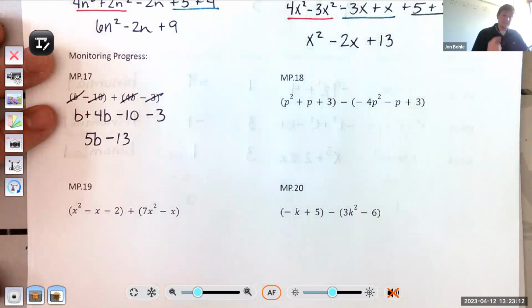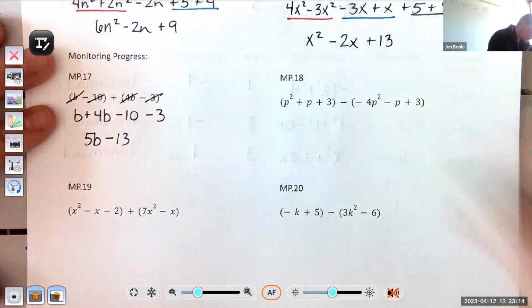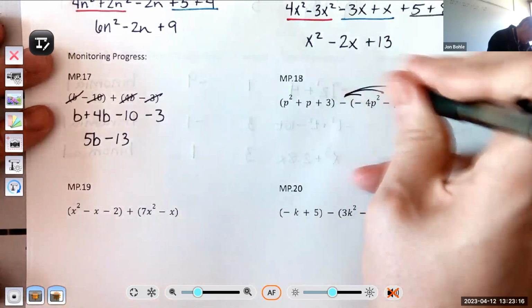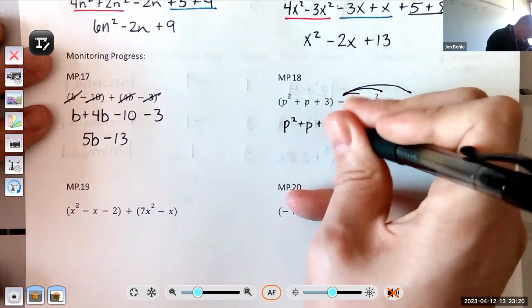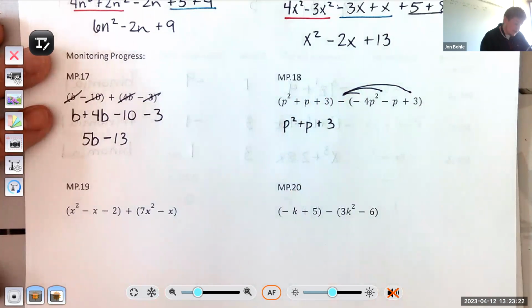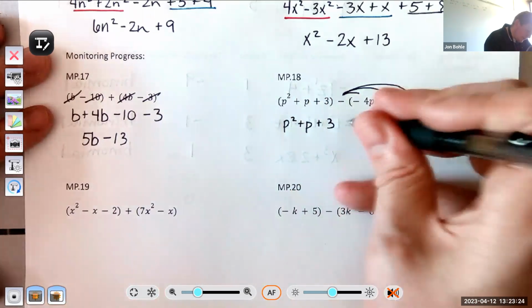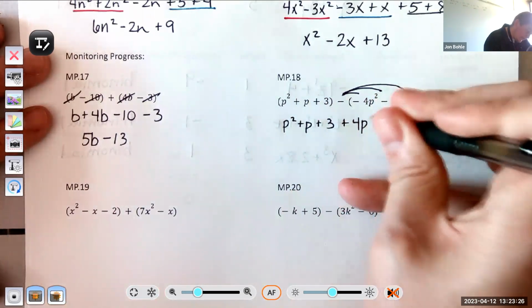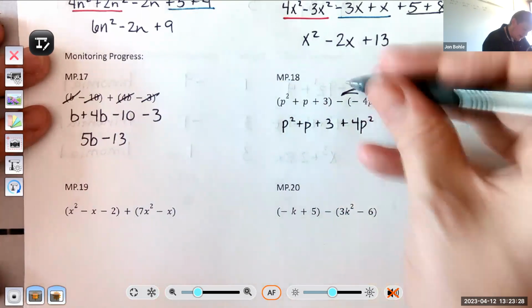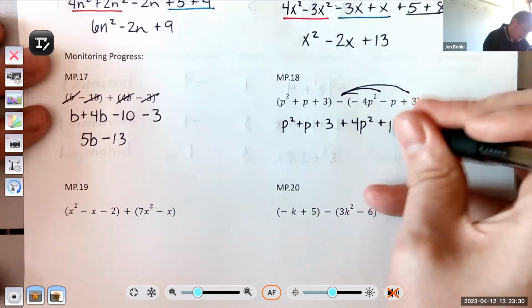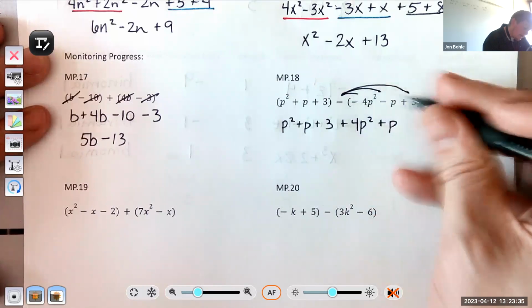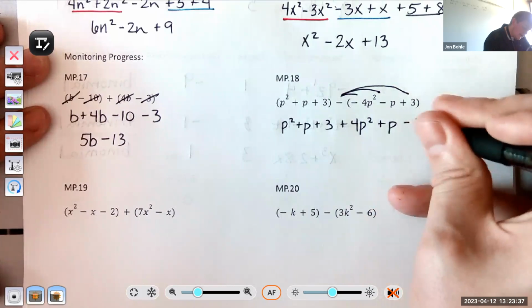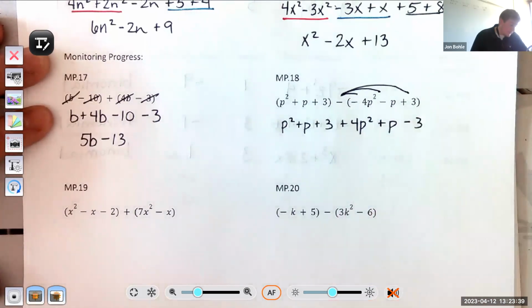Okay, 18, it's a subtraction problem, so I need to distribute that negative. Now the left side stays alone, but the right side is going to change. So opposite of -4p will be plus 4p. Minus -p would be plus p. And -1 times +3 is -3. Okay, again, all these signs just flip.